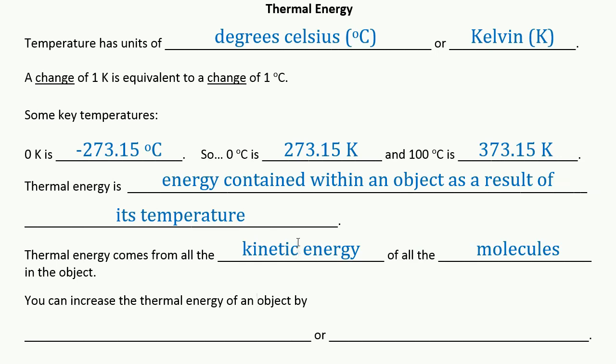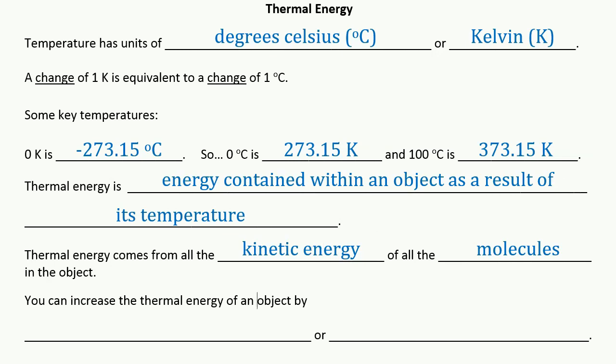And if I take the kinetic energy of one of those molecules and the kinetic energy of another molecule and the kinetic energy of a third molecule, and I go through all the molecules in the object and I add all of their kinetic energies together, that would give me basically the temperature of that object. So thermal energy is really just kinetic energy, but it's kinetic energy on a microscopic level. It's been all added together.